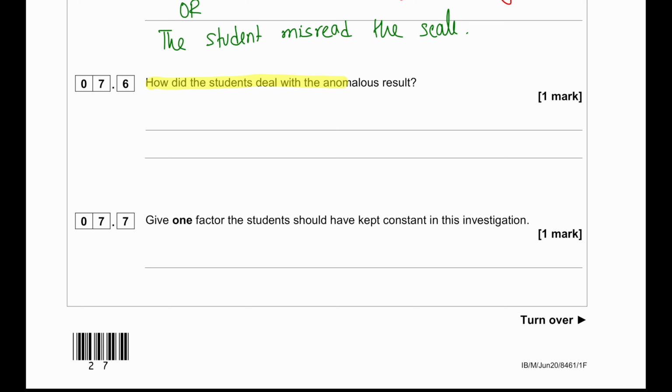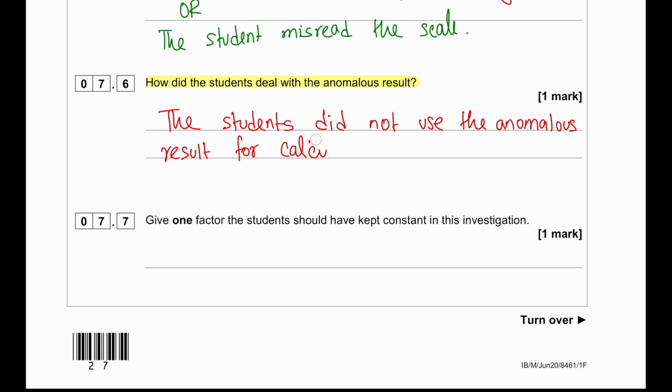How did the student deal with the anomalous result? Well, the student rejected the anomalous result and did not use it for calculating the average.